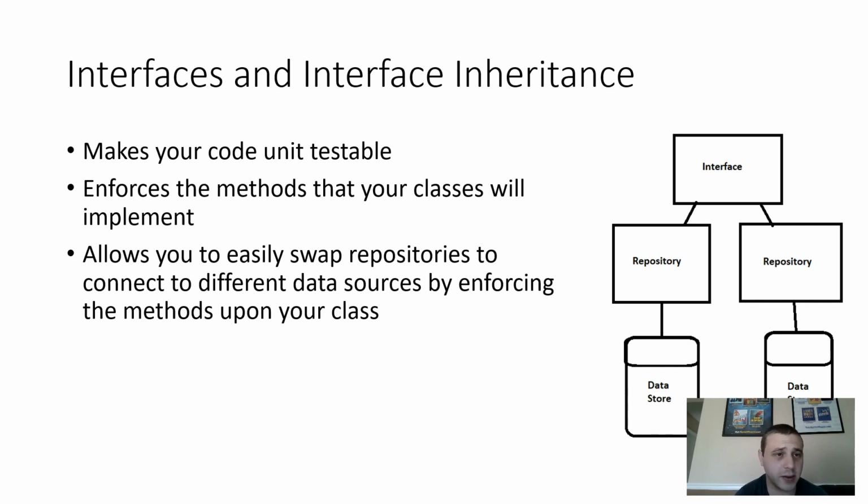So what this does is, if you put your repositories and your business logic layers and different things, and you implement them using interfaces, it makes your code unit testable, and it enforces methods that your classes will implement. So it makes swapping out repositories a lot easier as well. So use interfaces because you want your code to be unit testable, and the way that's done is through interfaces.